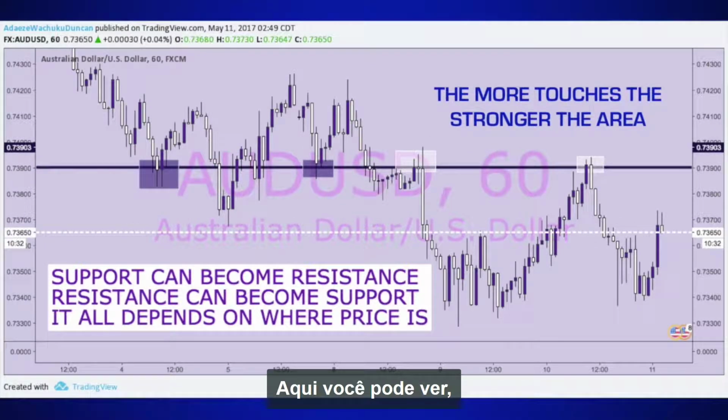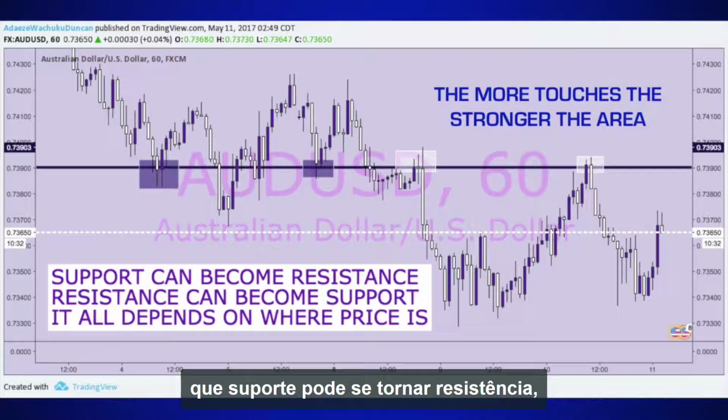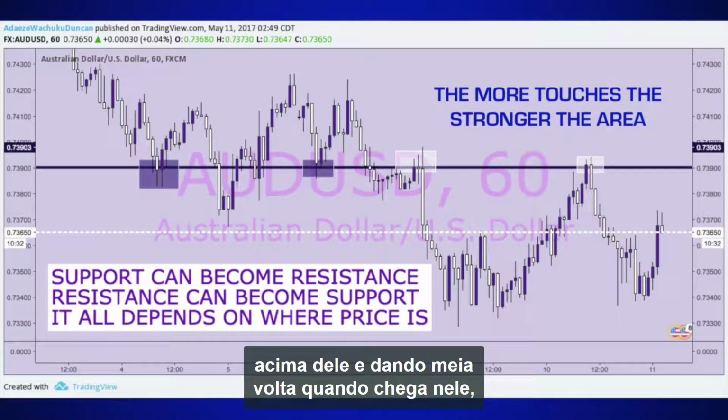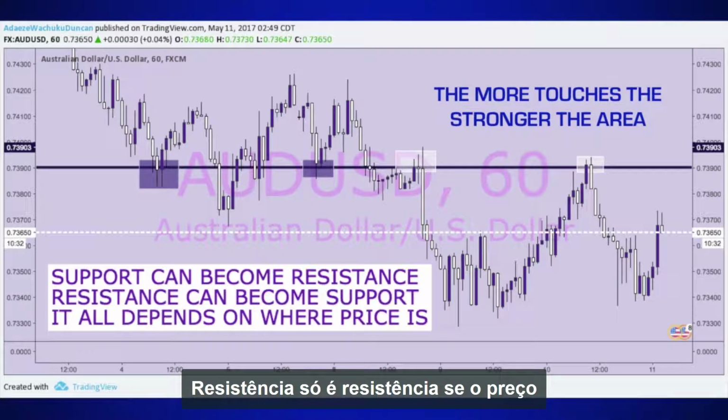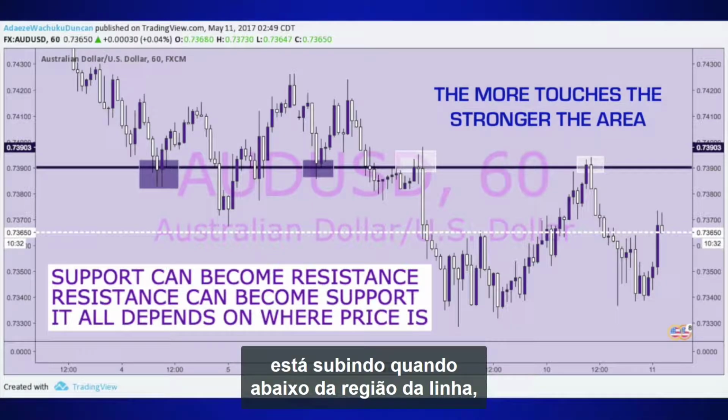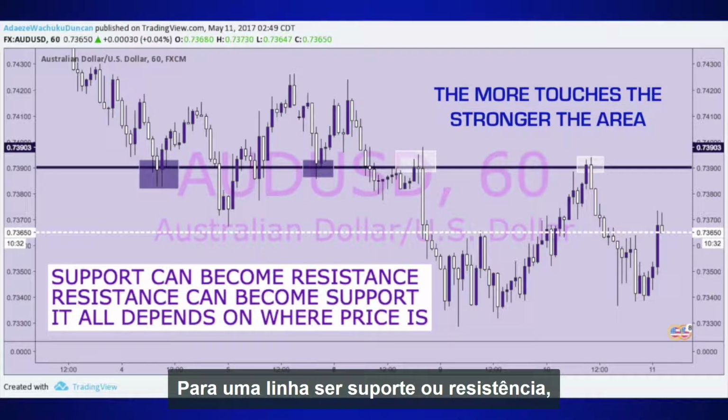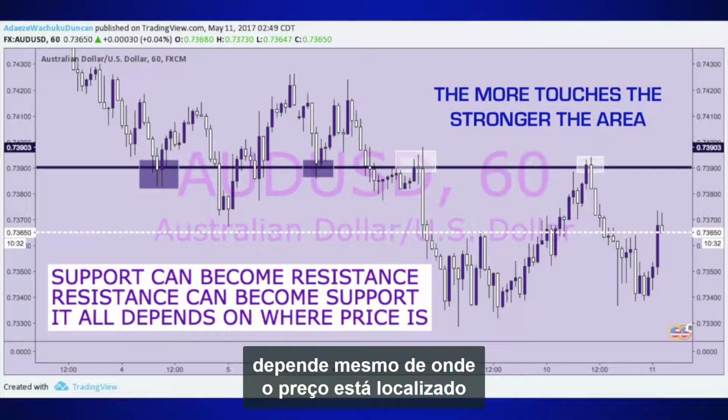So in this picture right here, you also can see that it says support can become resistance and resistance can become support. So what does that mean? Well, support is only support if price is above it and is bouncing off the top of it, meaning if price has come down to it and has found support, meaning it hasn't broken below. Resistance is only resistance if price is below that line area, so price is going upward, approaching that line, but not going over it. Okay, so the only reason a line is support or resistance really just depends on where price is actually located at that given time.